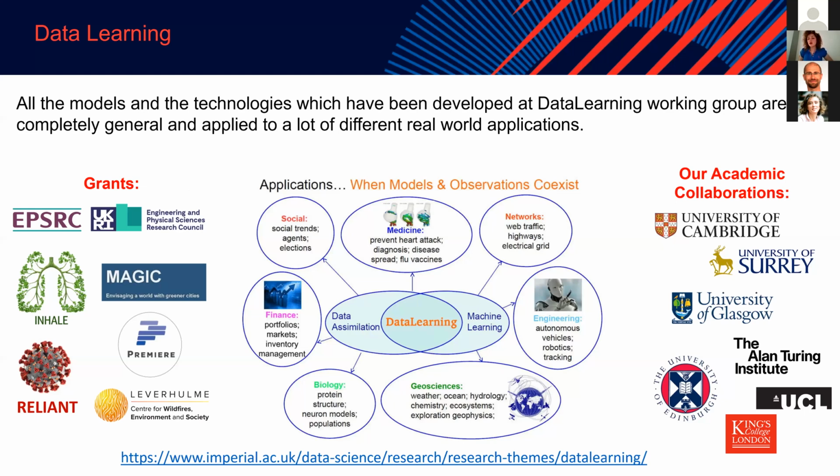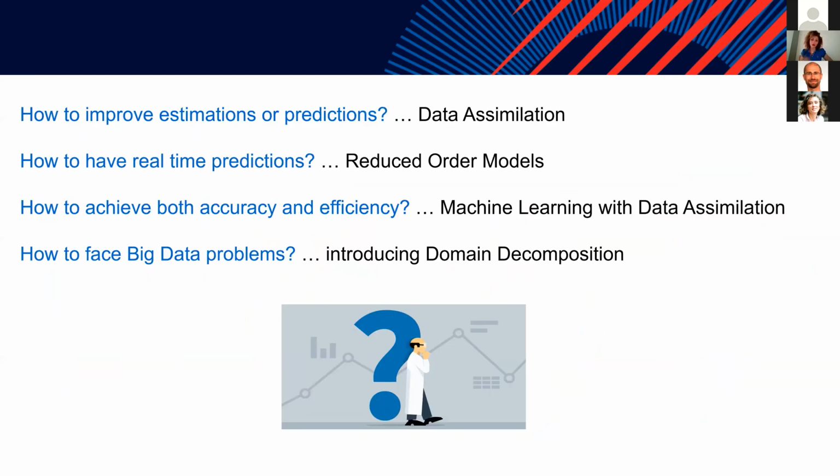So the main questions we try to answer in this working group, where we work on data assimilation with machine learning, are essentially four. So we try to improve the estimations and/or the predictions. We try to speed up the forecasting in order to have real-time predictions. We try to achieve both the improvement of accuracy and the speed up. And for that, we use machine learning with data assimilation. I will show you how.